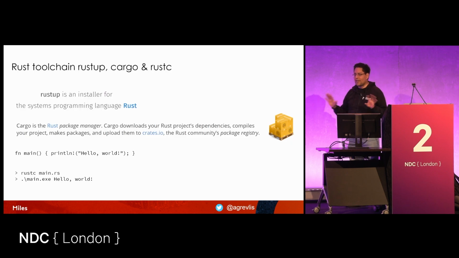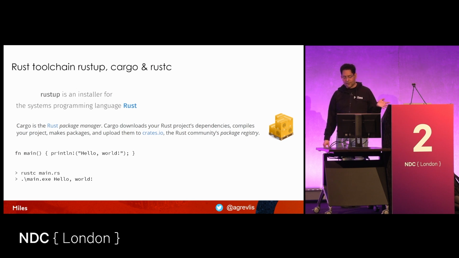So when you use Rust, you should know about the Rust toolchain. The Rust toolchain consists of Rustup, which is an installer for Rust, and then Cargo, which is the Rust package manager. Cargo will upload your package into a site called crates.io, which is like the Rust community package registry. And here's an example of a hello world program in Rust.